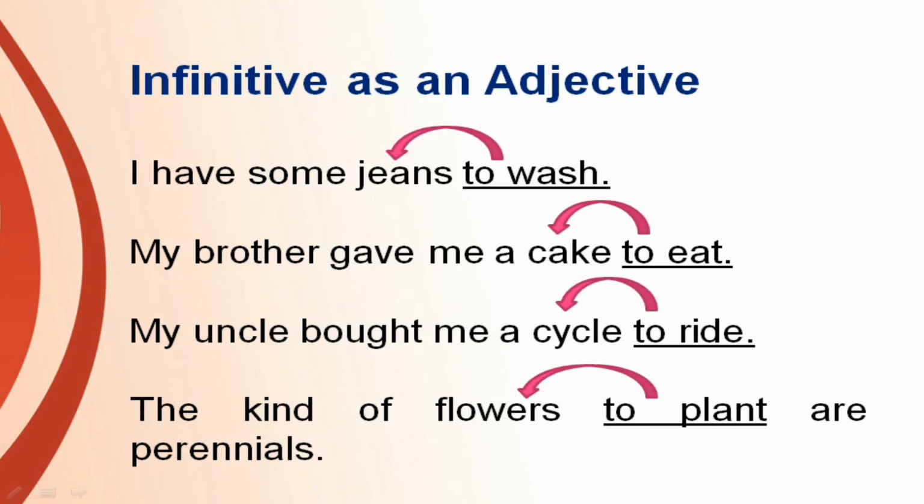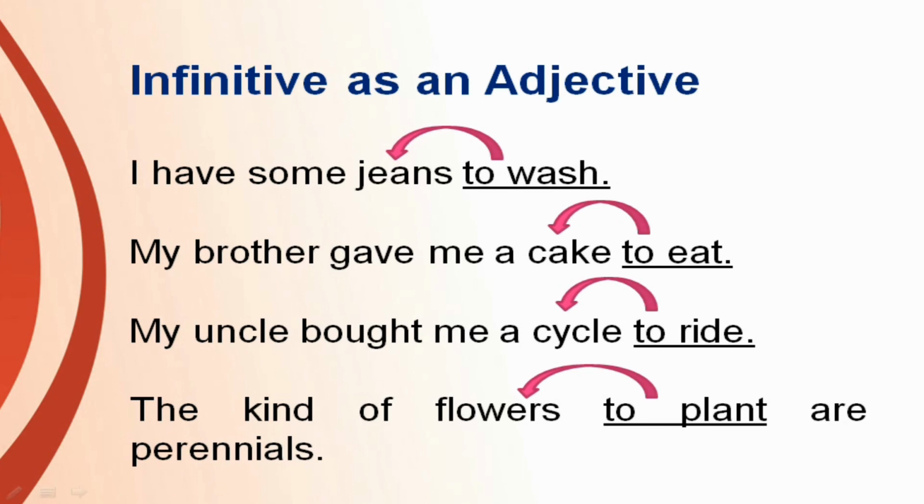Another example, my uncle bought me a cycle to ride. To ride tells something about the cycle. Cycle is a noun, and to ride is an adjective, and this adjective is made up of two words, to plus verb first form. It is an infinitive verb, and this infinitive verb functions as an adjective in this sentence. This tells something about the cycle.